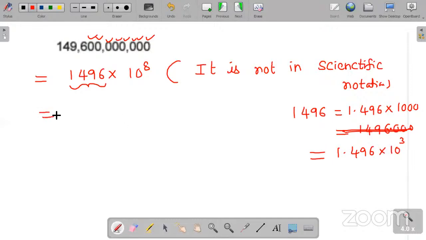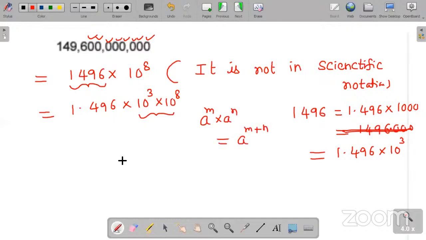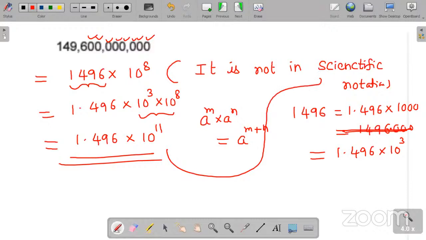Now replace it here: 1.496 into 10 cube into 10 to the power of 8. These two are in the form a to the power of m into a to the power of n, which is a to the power of m plus n. So this equals 1.496 into 10 to the power of 3 plus 8, that is 11. This is the scientific notation. Clear? This is easy to read.